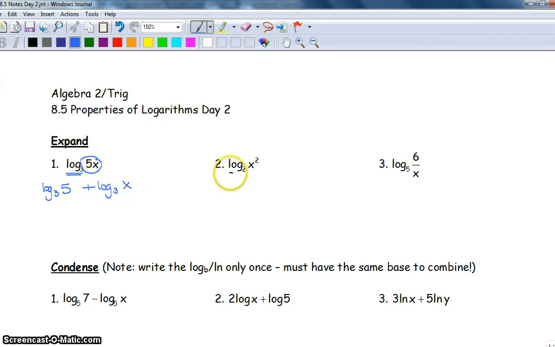Our second property, we've got log base 2 of x squared. When we have an exponent, that exponent gets brought out front. So this is 2 times the log base 2 of x.